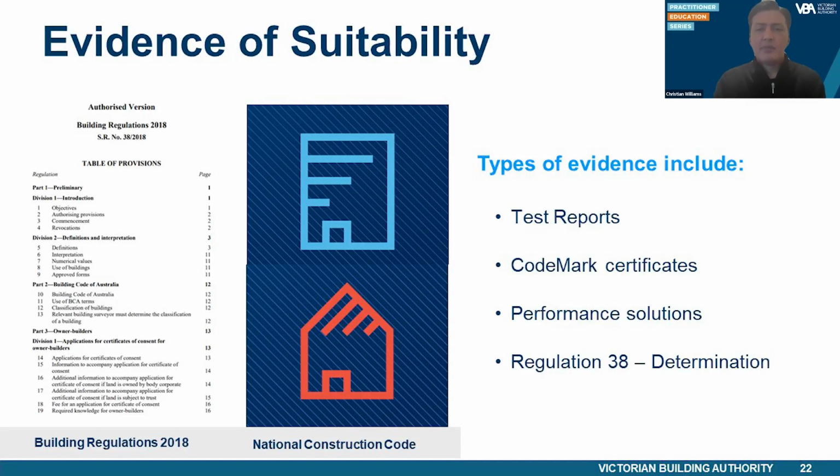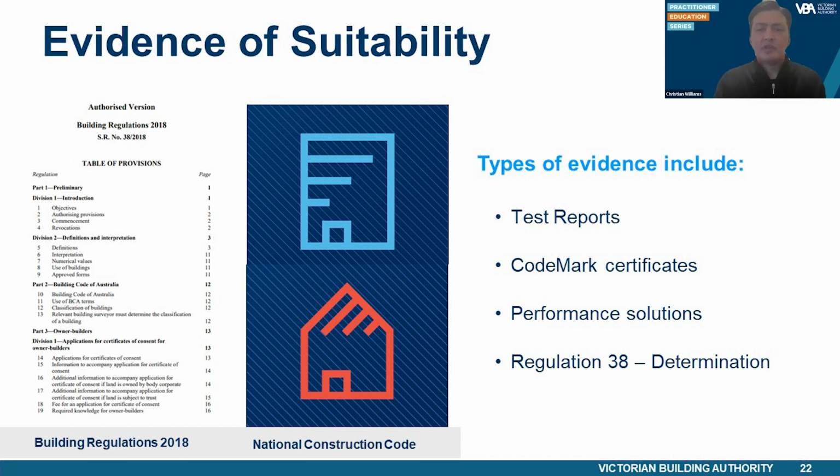The relevant building surveyor must check any limitations or exclusions set out in the code mark certificate against the proposed design and the use of the building to ensure that the conditions and limitations have been met. This will form the basis of the RBS's determination that the performance solution complies with the relevant performance requirements as required under Regulation 38.